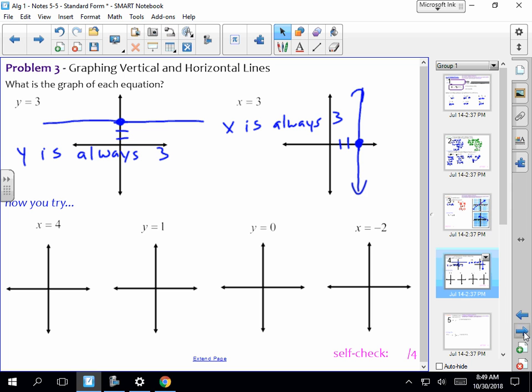I want to say one thing about the y equals 0. That's a special horizontal line. Corresponds to something. See if you can graph each of those.